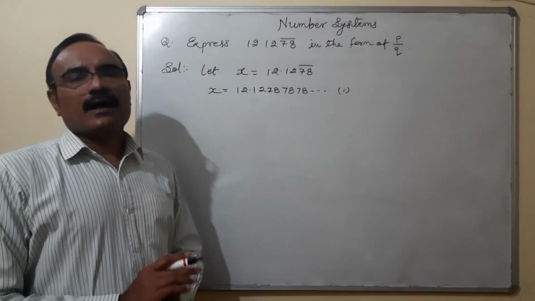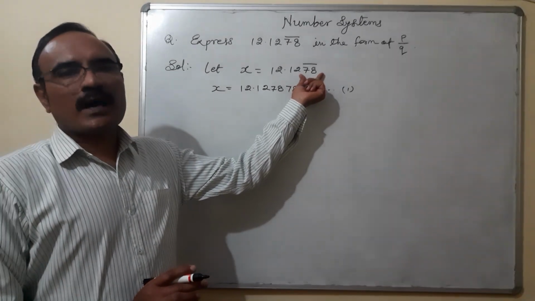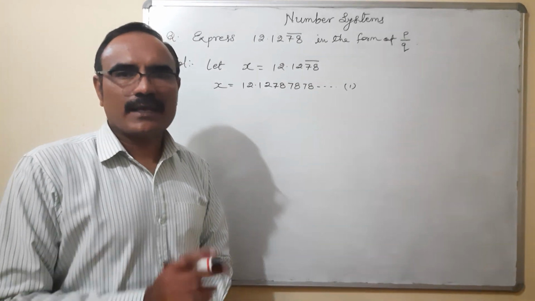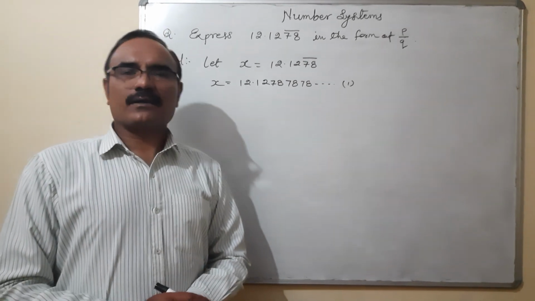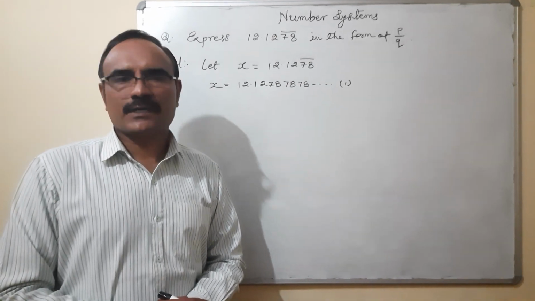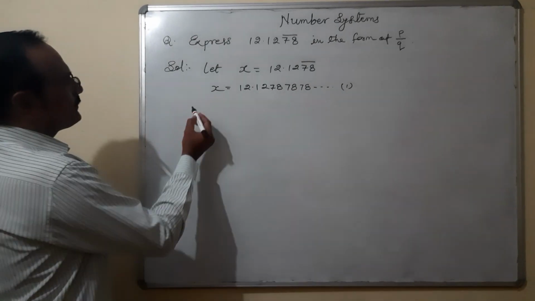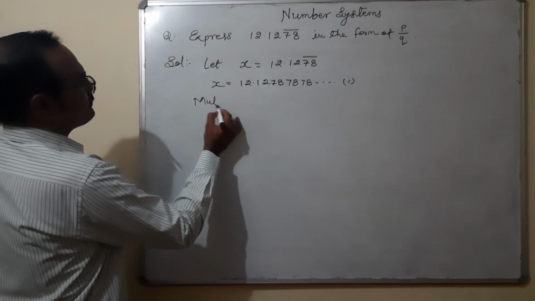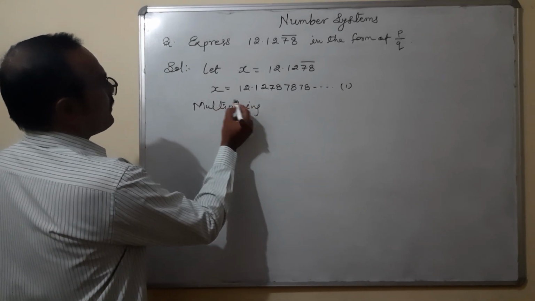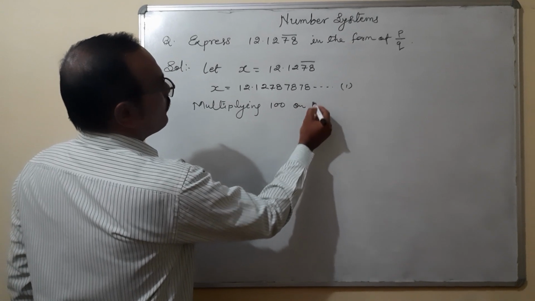both sides by 100. Why 100? Because the condition is that the bar is on two numbers, that means 2 zeros with 1, that means it is 100. So multiplying both sides by 100. If the bar is on three numbers, 3 zeros with 1, multiplying both sides by 1000. We are using this concept. Multiplying 100 on both sides.